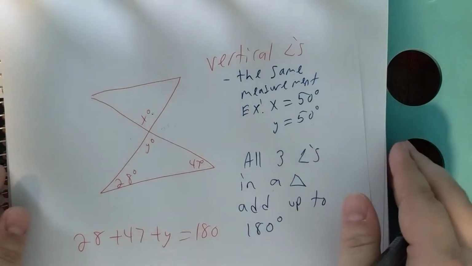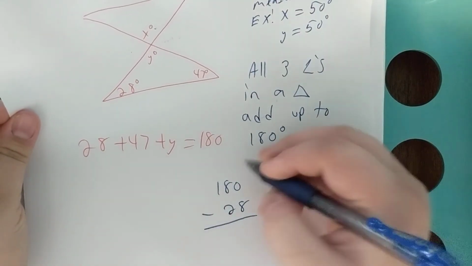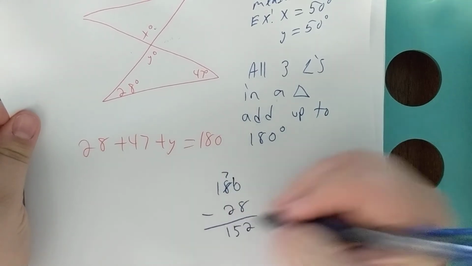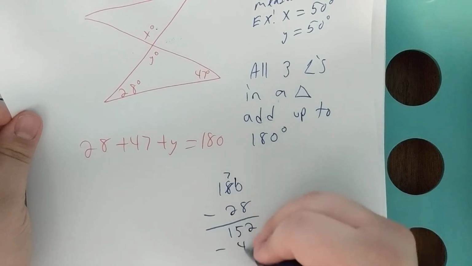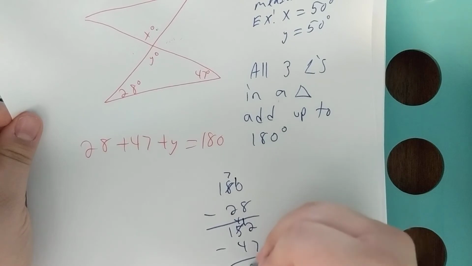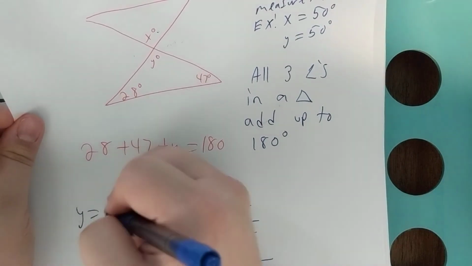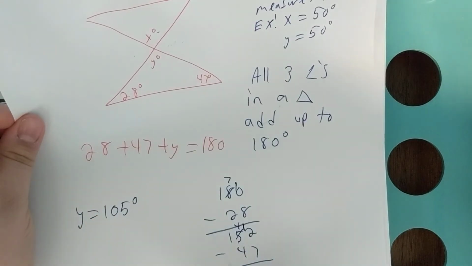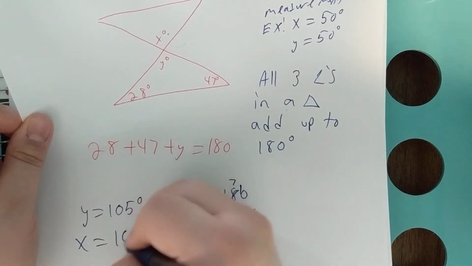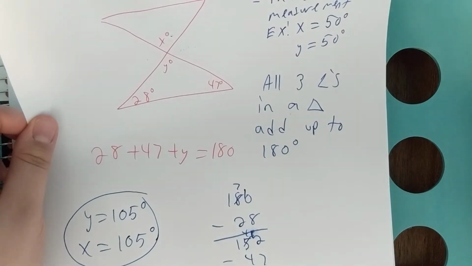180 minus 28. 10 minus 8 is 2. 7 minus 2 is 5. 152. And I'm going to subtract 47. 12 minus 7 is 5. 4 minus 4 is 0. So that tells me y is 105 degrees. And because of vertical angles, that tells me x is 105 degrees. Okay, so that would be my final answer.